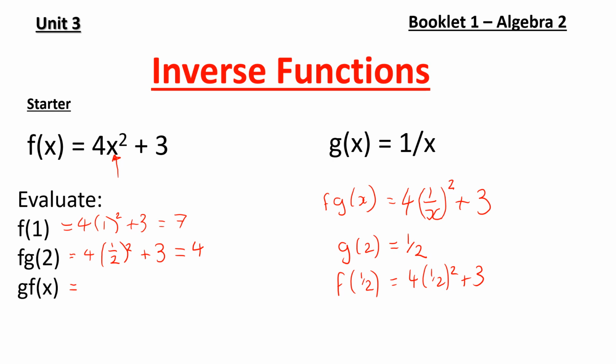Last one then, gf of x. This time we're doing function f first. So if I write down what function f is, it's 4x squared add 3. And then I've got to do g to that, which means that I've got to substitute that into function g. Now g of x says to do 1 over whatever you're substituting in. So I've conveniently left a nice space above so I can just simply write 1 over. So 1 over 4x squared add 3 is my final answer.